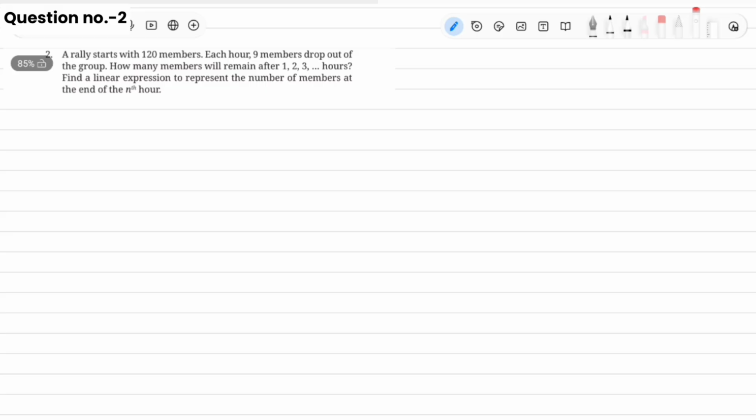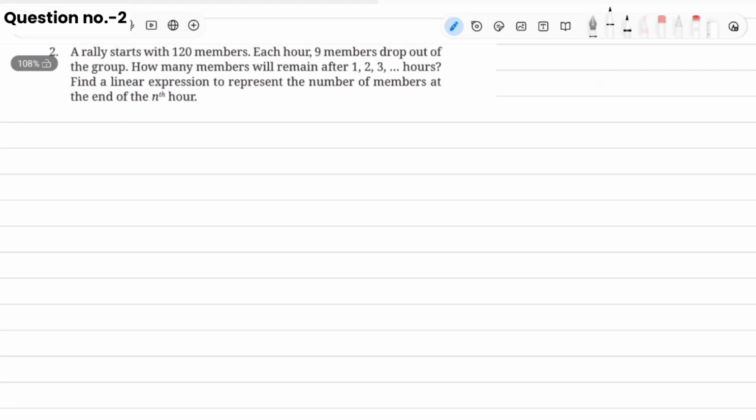So in the question it is given that when the rally starts there are 120 members and each hour 9 members drop out of the group. तो अगर 120 members हैं तो उनमें से 9 members हर hour में हर घंटे जो है घटते जाते हैं. ठीक है. How many members will remain after 1, 2, 3 hours? And then it's given that find the linear expression to represent the number of members at the end of nth hour. So first we'll write the total number of members in the rally.